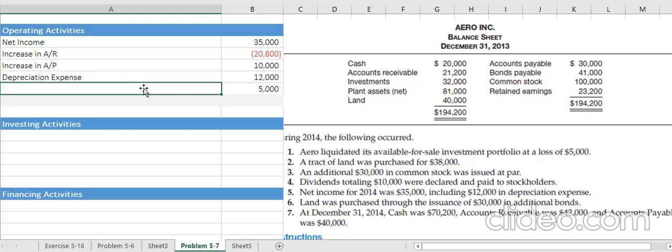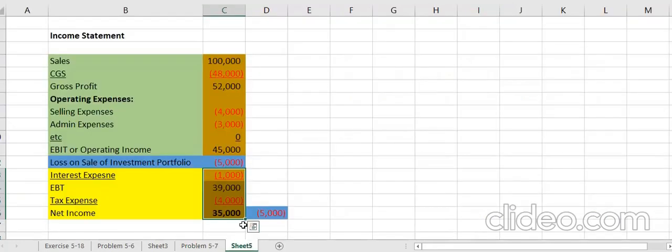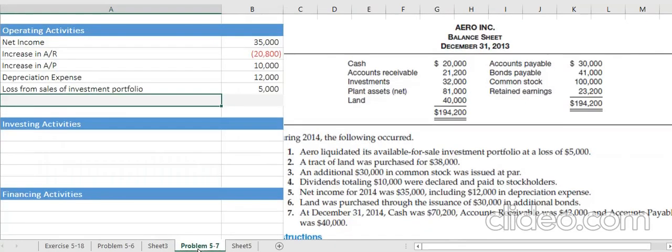And what is this? This is loss from sale of investment portfolio, 5,000 plus. I hope you got the reason why plus: because it was already subtracted and I want to adjust it, so I need to reverse it. Reversal of minus is plus. So that's it. Now we are done with it.